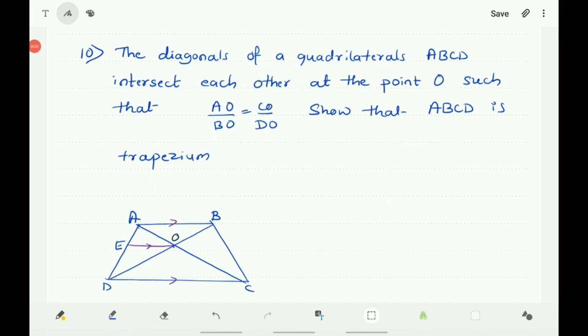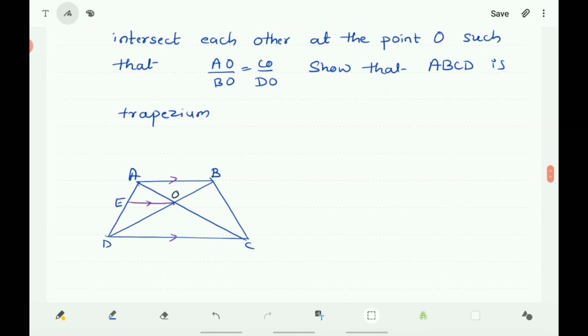See question number 10. The diagonals of a quadrilateral ABCD intersect each other at the point O such that AO by BO is equal to CO by DO. Show that ABCD is a trapezium. Here it is given that ABCD is a quadrilateral, and also it is given that AO by BO is equal to CO by DO. We have to prove that ABCD is a trapezium, meaning one pair of sides are parallel, that you have to prove here.